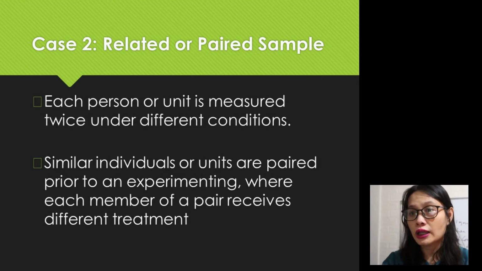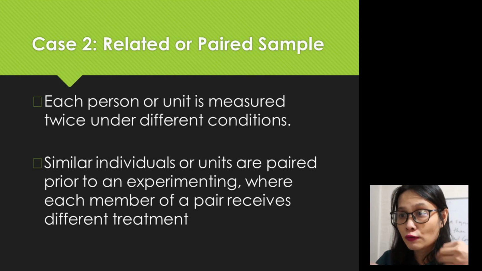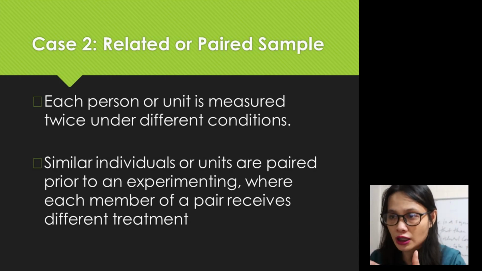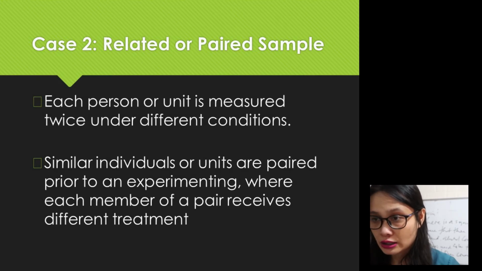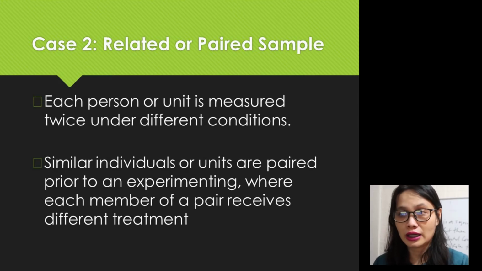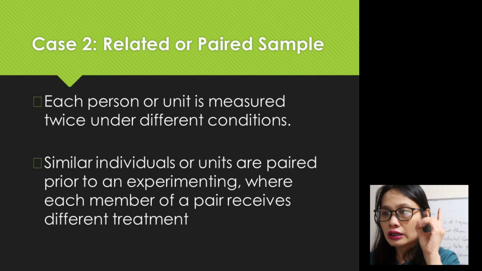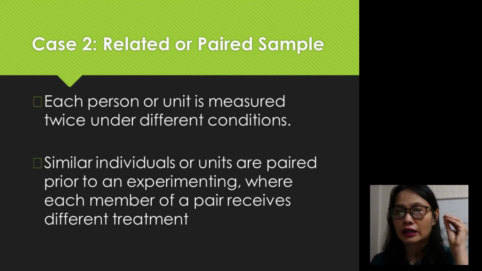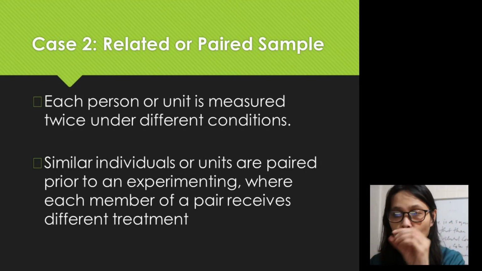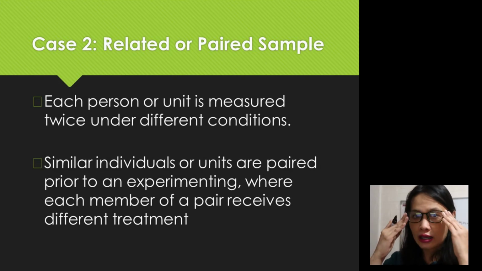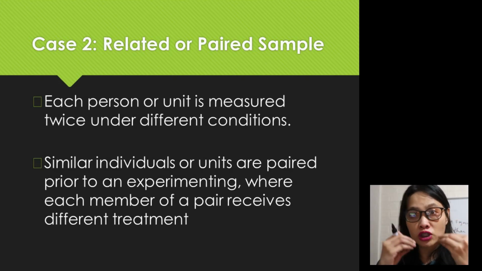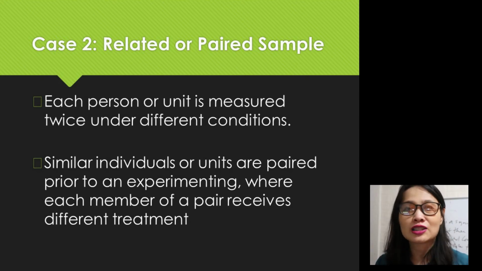So what is their weight at first? Before, their original weight. And then they will do different physical activities. So what will be their weight after those activities? That is a paired sample. You're using only one respondent group, one group only, but you have 2 conditions or 2 experiments. It can be a pre-test or post-test. So that is a related sample.